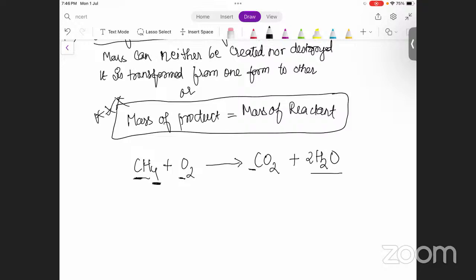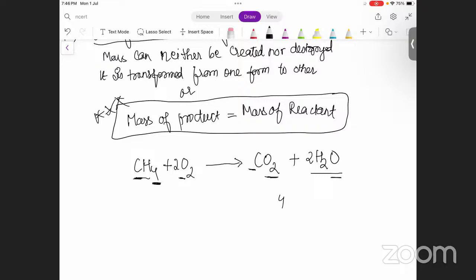Yes, this will be 2. Now, easily you can balance the oxygen. So here, what is the number of oxygen? We have 2 oxygen, and from here we will have 2 oxygen because one water molecule has 1 oxygen. So 2 water molecules will have 2 oxygen. So I have 4 oxygen here. So to make it 4, I'll put 2 here.